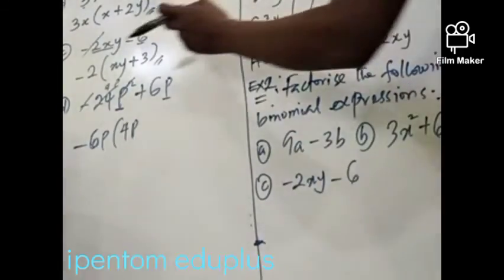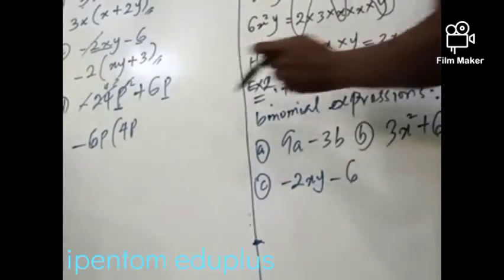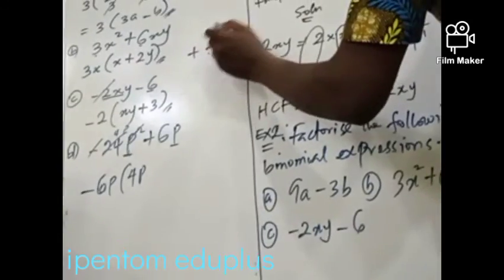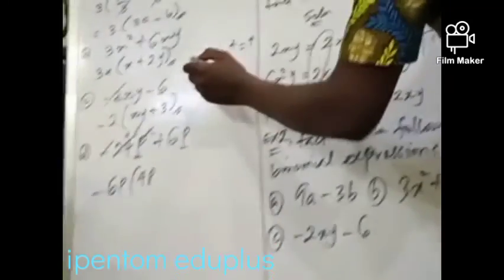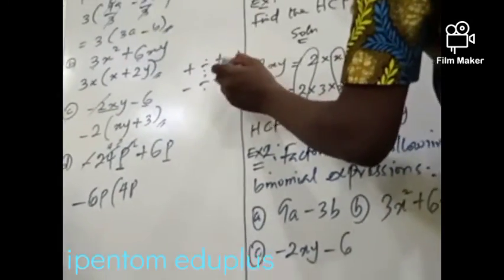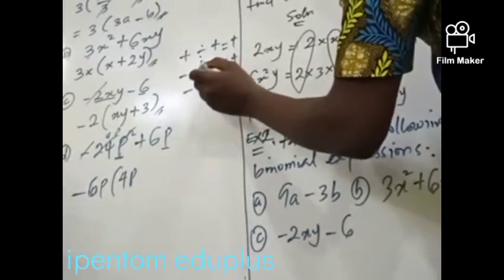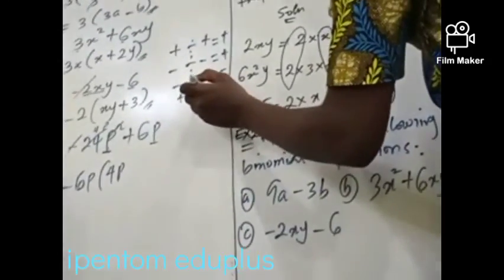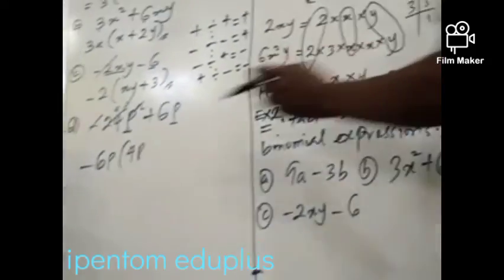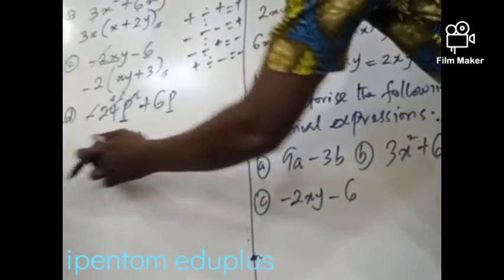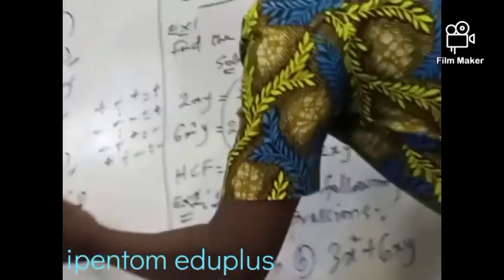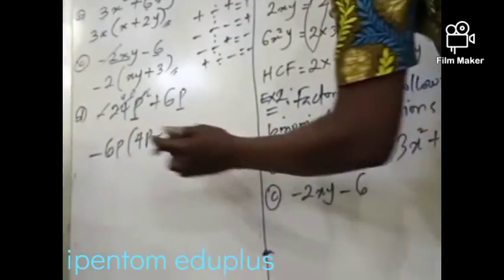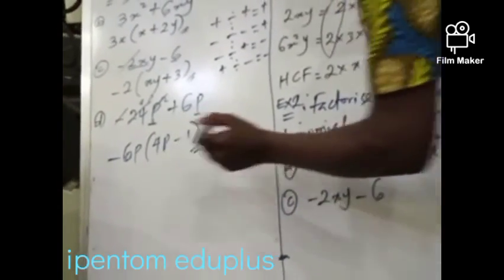Here I said minus divided by minus gives plus, so there are some things you need to understand. Plus divided by plus will give me plus. Minus divided by minus will give me plus. Minus divided by plus will give me minus. Plus divided by minus will give me minus. So here, plus divided by minus will give me minus. 6p divided by 6p will give me 1. So you can't solve it beyond this.